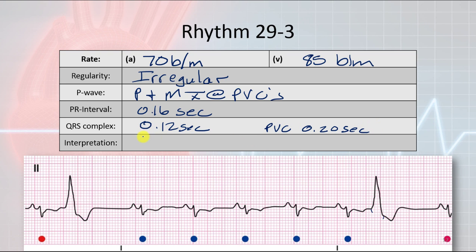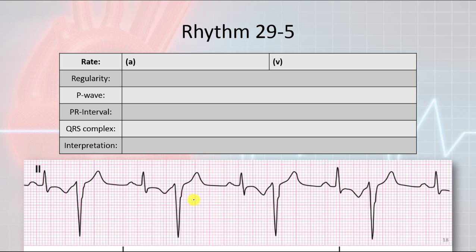The underlying rhythm is going to be a sinus rhythm with unifocal PVCs. What I find interesting about this rhythm strip is that we have a PVC here, 1, 2, 3, 4, 5, and then a PVC here. I would like to see a longer strip to see if maybe we have a patterned PVC every 6 beats. If not, then we can just put unifocal PVCs. But if we do have a pattern, then we should identify that as well.